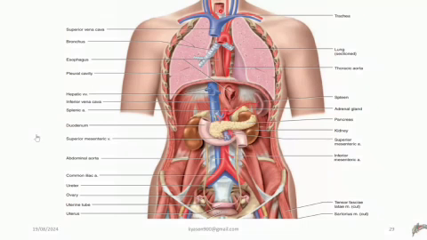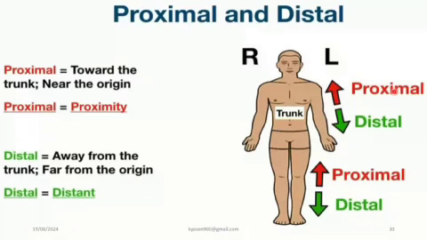Yes, the esophagus is posterior to the trachea. Very good. The esophagus is posterior to the trachea. The other person could interchange and say that the trachea is anterior to the esophagus. As simple as that. So that's how we use those terms.